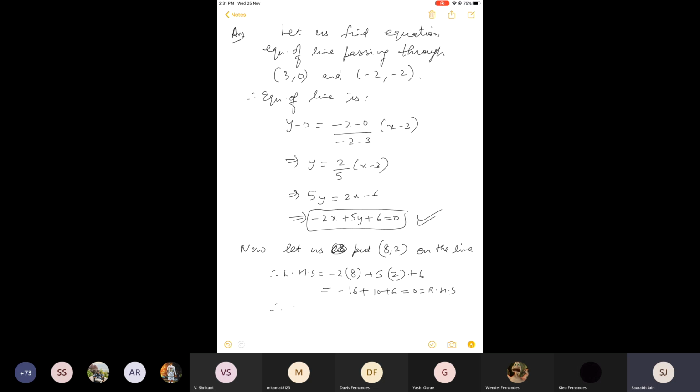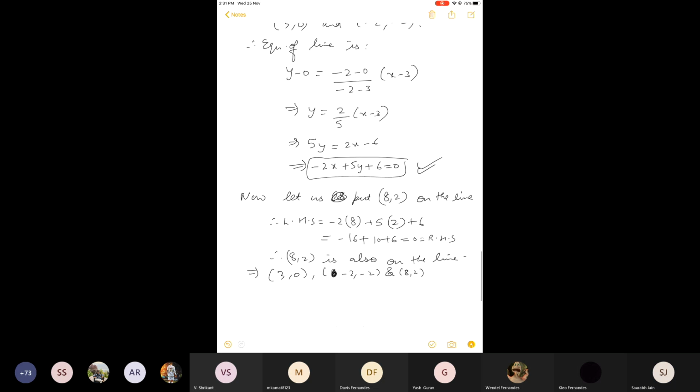And with this we prove that all the 3 points are on the same line. This implies 3, 0, minus 2, minus 2 and 8, 2 are on the same line. That means they are collinear.